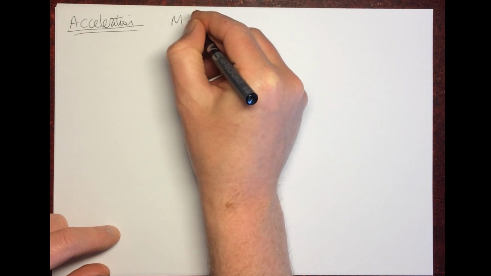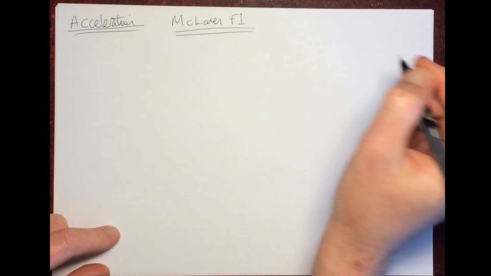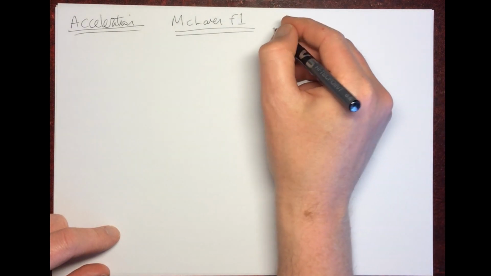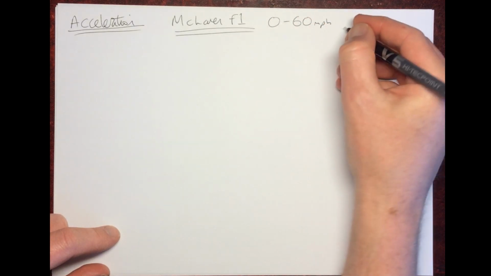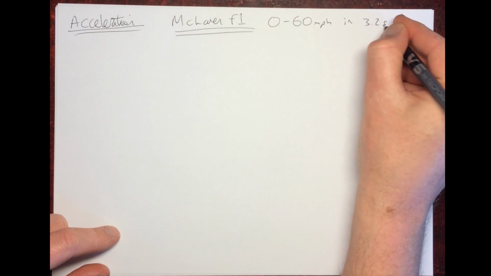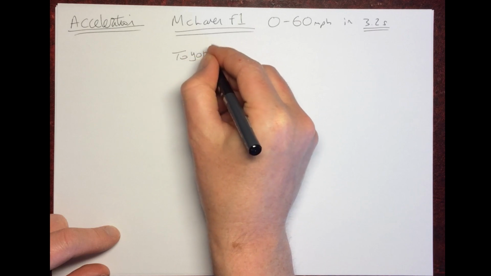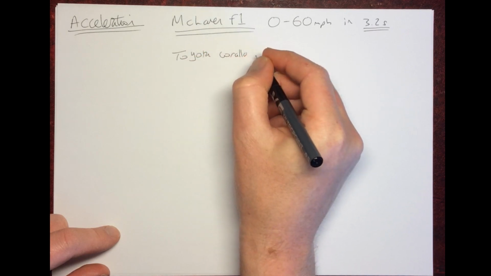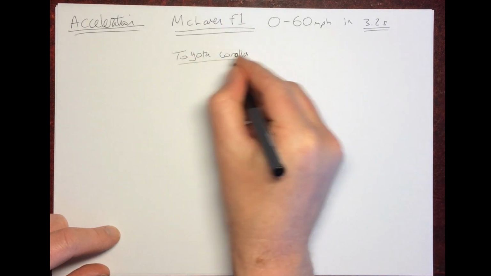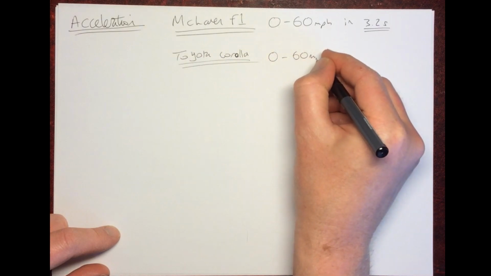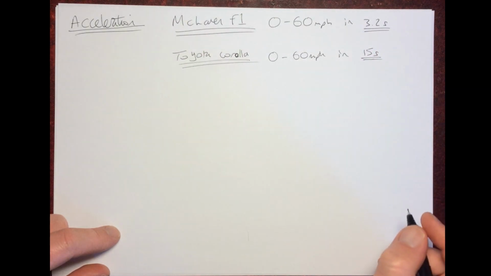Let's think about the McLaren F1 that you saw on that video. One of the greatest cars ever made, my favourite car when I was young. And this McLaren F1 can go from 0 to 60 miles per hour in 3.2 seconds. Then let's say we've got a Toyota Corolla, my first car. Spell that correctly. And let's say that this goes from 0 to 60 in, it's probably longer than this, but let's say 15 seconds.